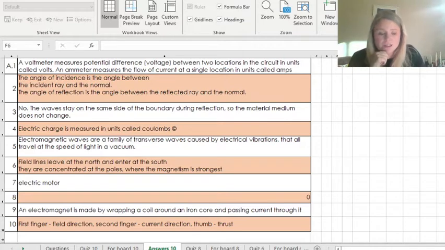So for 8, remember for that one, you use your right hand and you put your fingers round the coil in the direction that the current is going. So whether that's this way, and then your thumb points to the north pole of the magnet, or you might have it where it's coming out of the page at you that way, and then the north would be at the other side. Okay, the rest of those I hope are obvious enough. Right, let's get on to today's stuff.